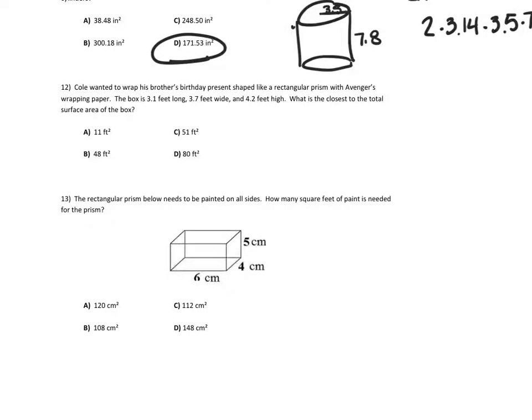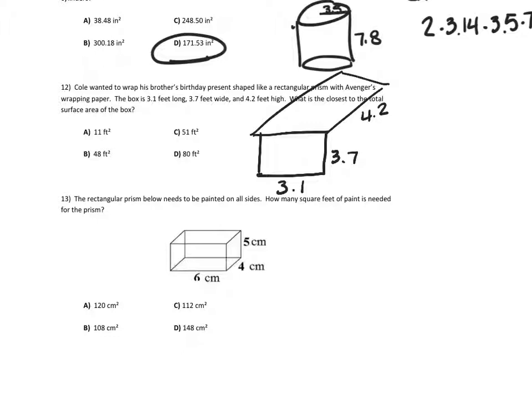Number 12, Cole wanted to wrap his brother's birthday present shaped like a rectangular prism with Avengers wrapping paper. The box is 3.1 feet long by 3.7 feet wide and 4.2 feet high. What is the closest to the total surface area?